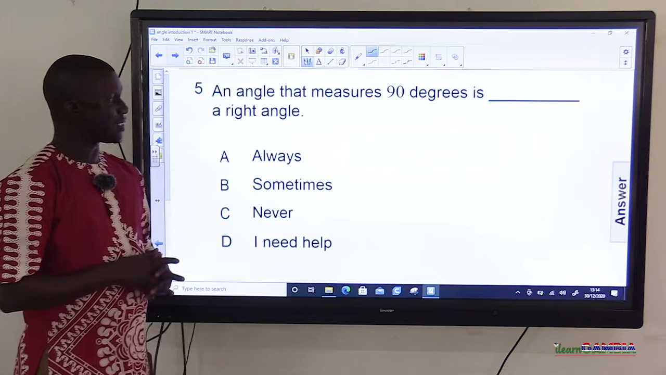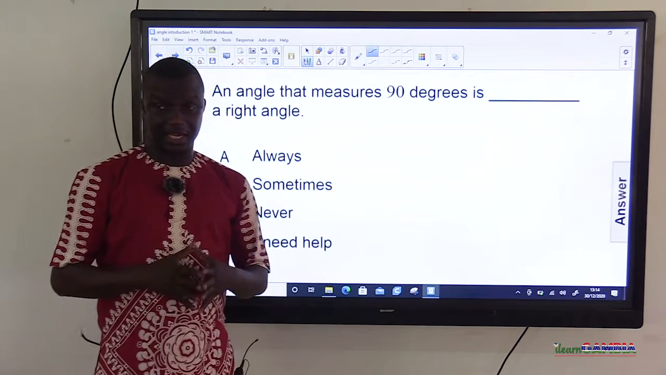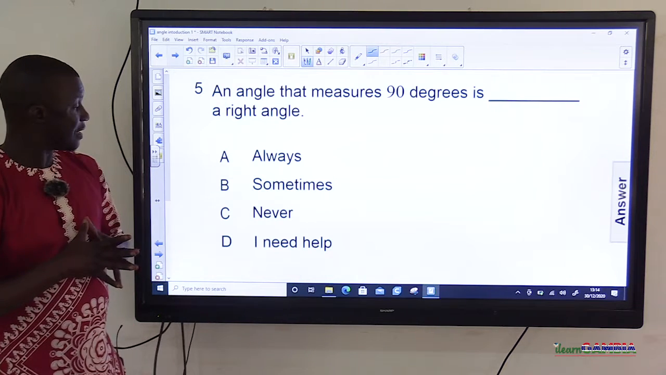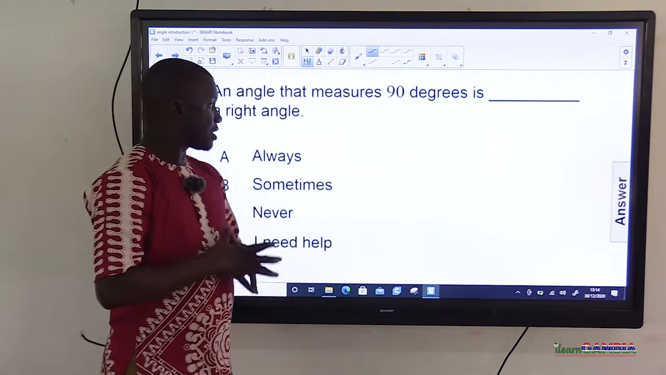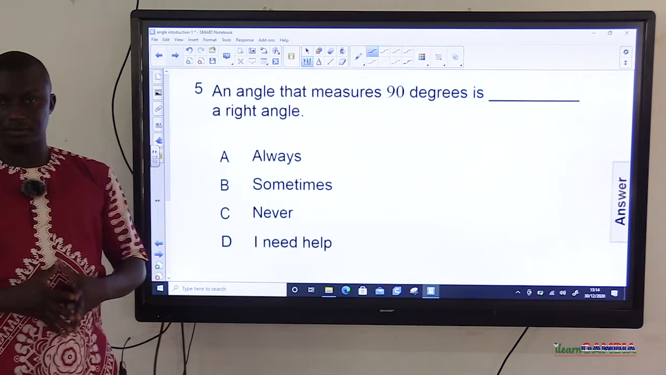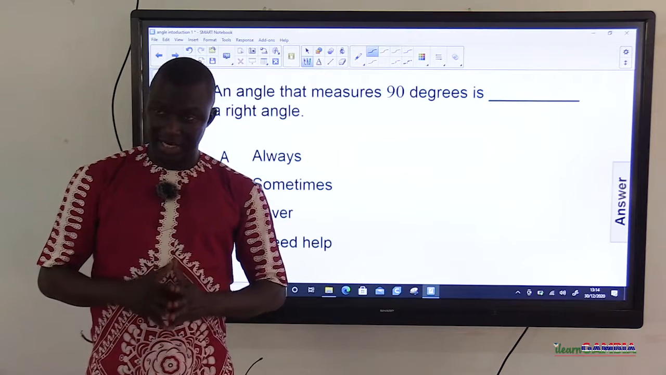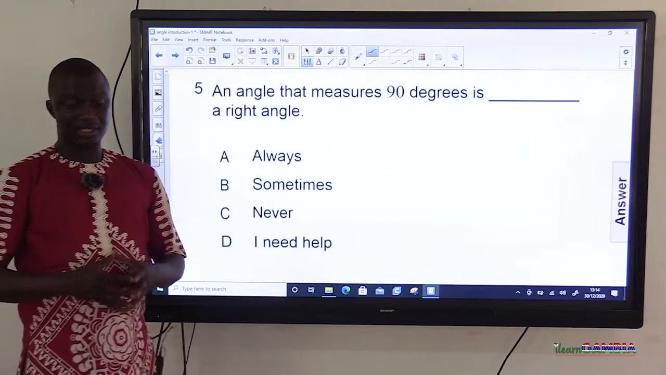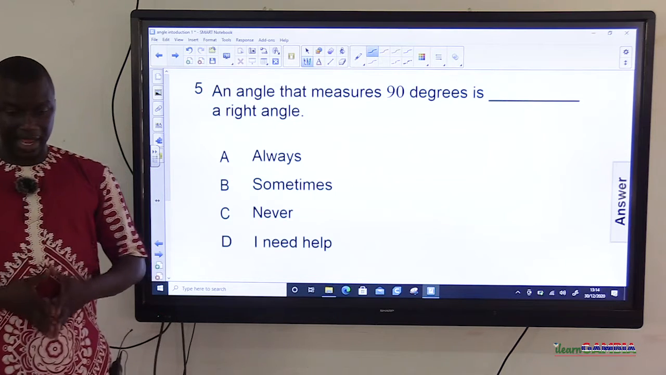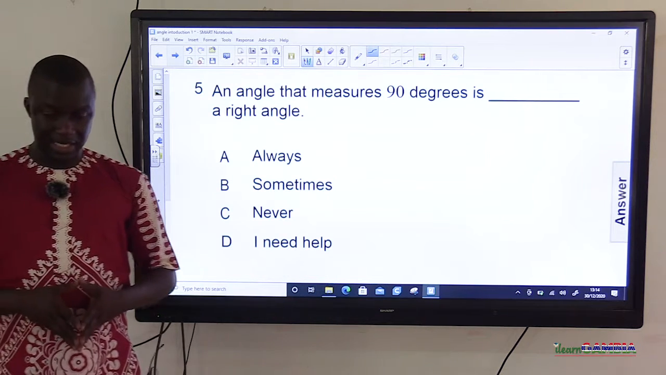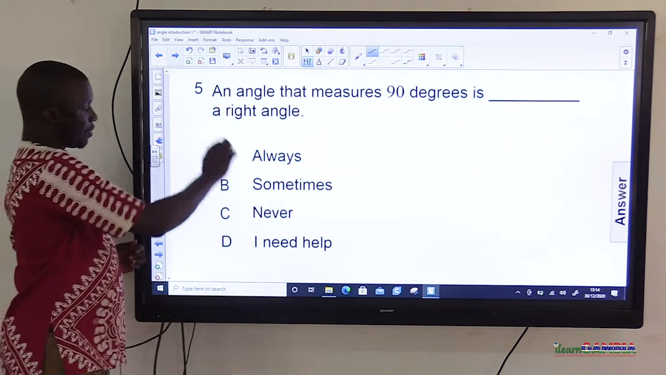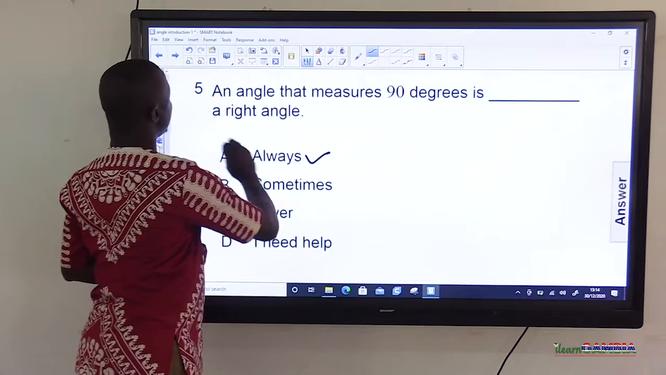An angle that measures exactly 90 degrees is always a right angle. Any angle that measures exactly 90 degrees is a right angle. Okay, so to qualify the statement to be a right angle, an angle that measures 90 degrees is always a right angle. It's always a right angle.